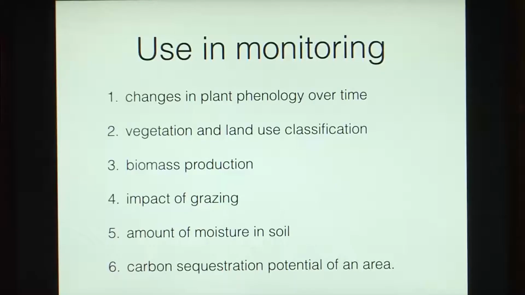Now, coming back to the slide, NDVI is also used in monitoring biomass production, which you can get from the amount of vegetation that is there. It can tell you the impacts of grazing. It can also tell you about the amount of moisture in soil, because if there is more moisture in the soil, it will result in more vegetation growing. It can also tell you the carbon sequestration potential of an area. So, these are all the derived products that we can get from NDVI.